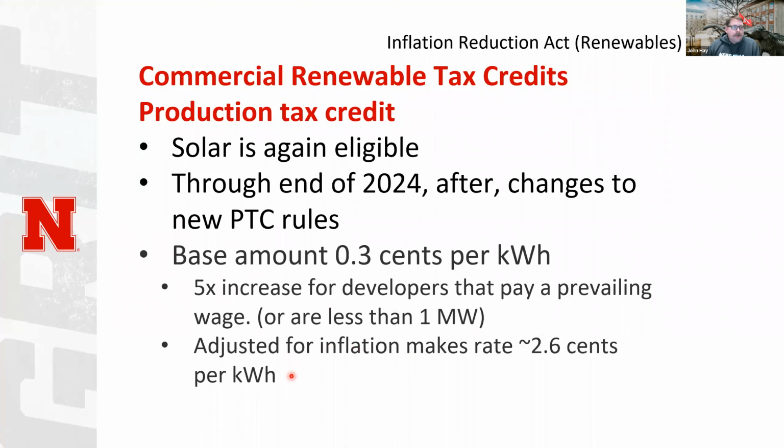The production tax credit will be the main way these large scale wind and solar take the tax credit. It is good through 2024, but then remember they're going to change some things, and there's going to be some tax credits after that, but it just changes things a little bit. Again, the base amount is a third of a cent per kilowatt hour, but if they do the prevailing wages and apprentices, it goes 5 times. That's 1.5 cents per kilowatt hour. And then there's some inflation adjustments that make that about 2.6 cents per kilowatt hour.